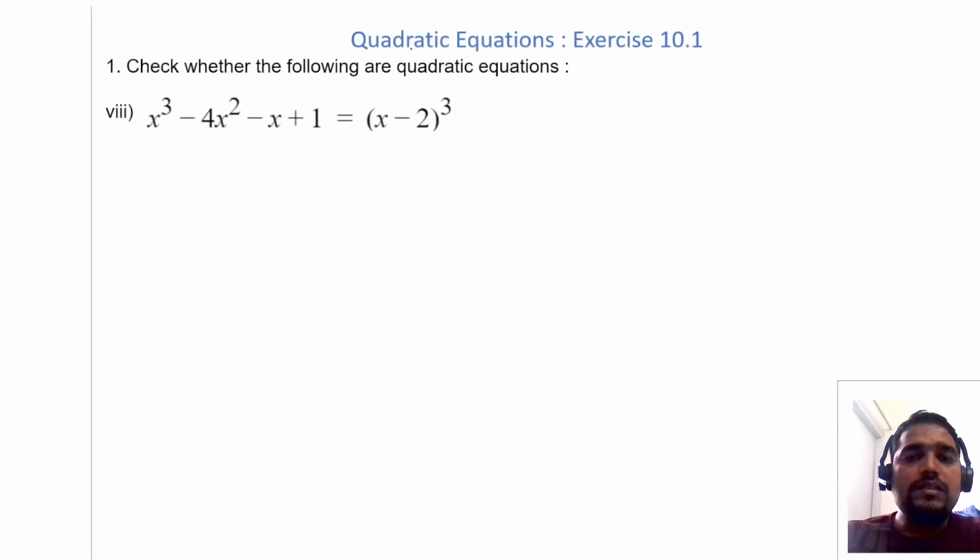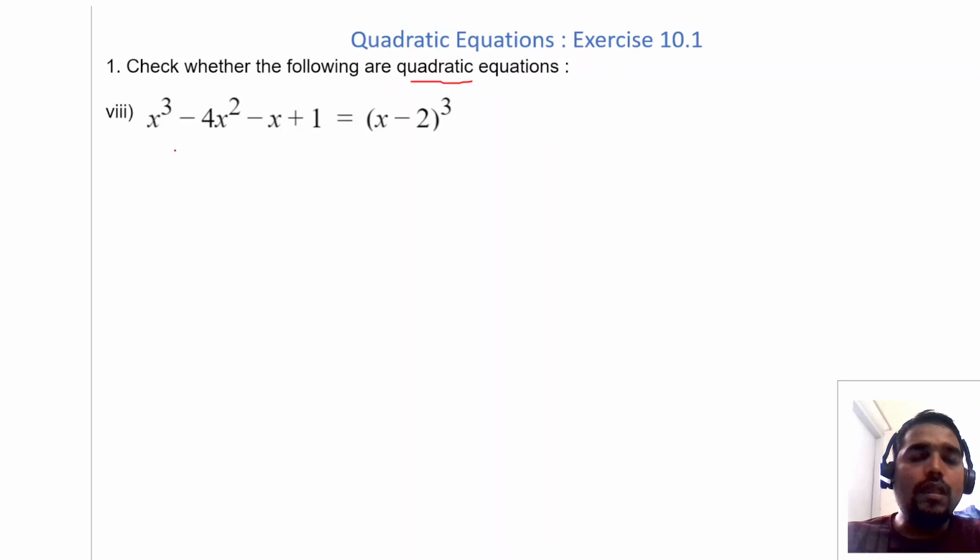Welcome to the session. So here we will have to simplify this particular given expression: x cube minus 4x square minus x plus 1 equals x minus 2 whole cube. We will have to find the simplified equation of this and check whether that particular equation is quadratic or not. This is the problem.